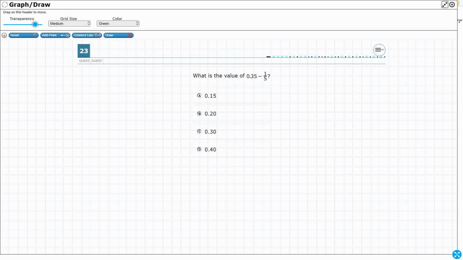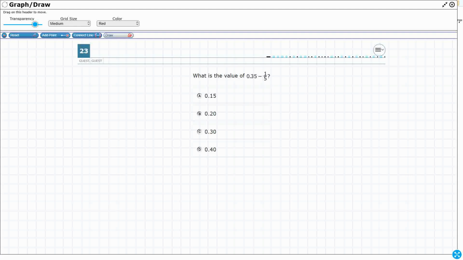All right, so we need to find the value of 35 hundredths minus 1/5. Now, if you can perform one simple conversion, this becomes the world's easiest problem. But what happens if you're not really sure? Well, we can actually solve this using a picture. So that's what I'm going to do.